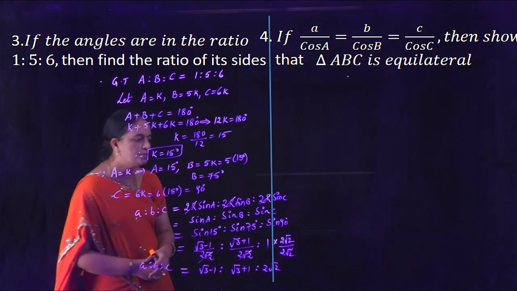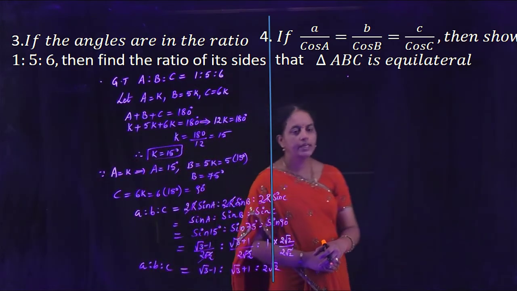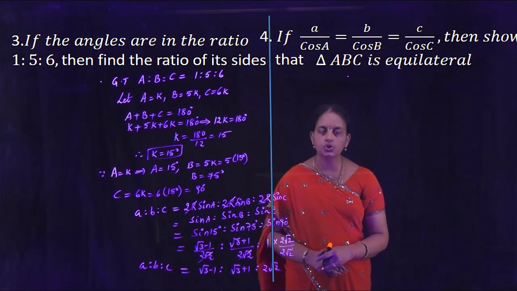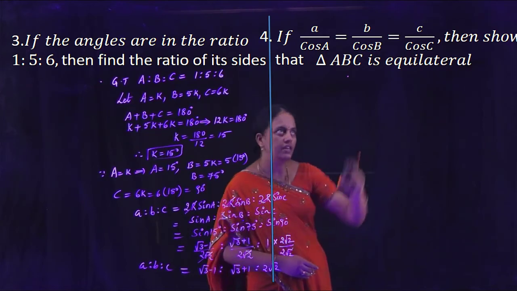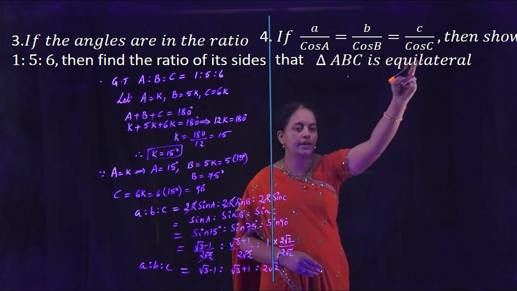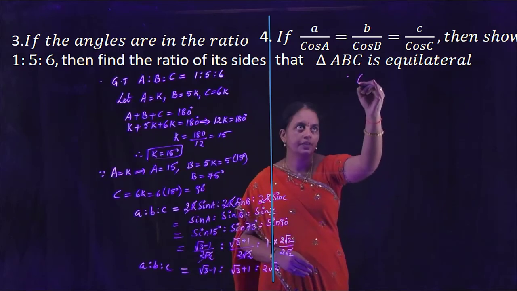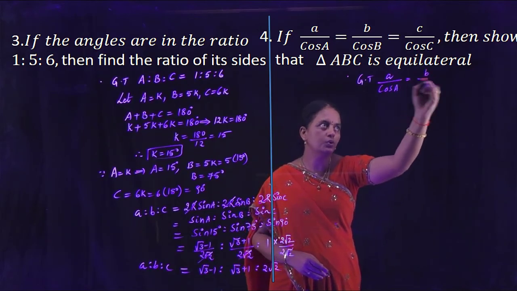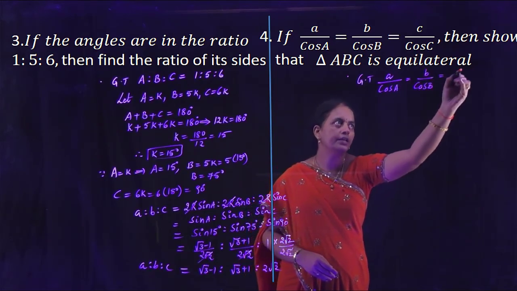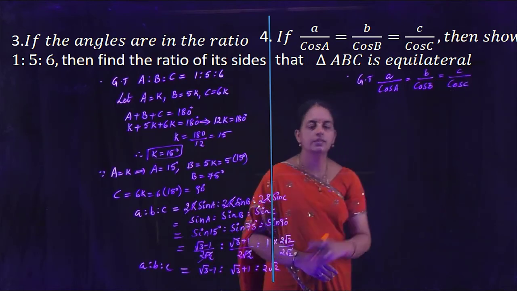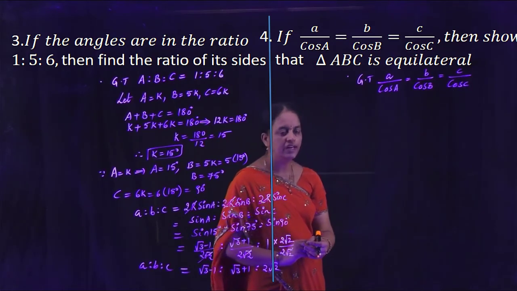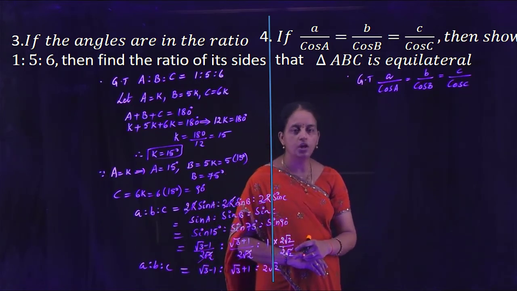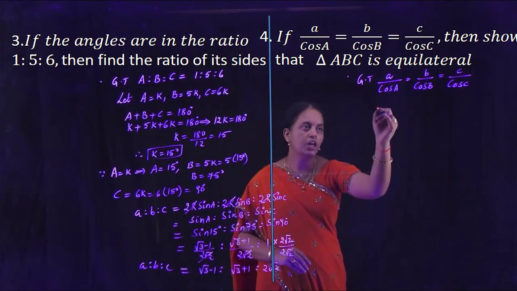Okay. And the next problem is, if a by cos A equal to b by cos B equal to c by cos C, then show that the triangle ABC is equilateral. We are given that a by cos A is equal to b by cos B, that is equal to c by cos C. What we will prove is that triangle ABC is equilateral.